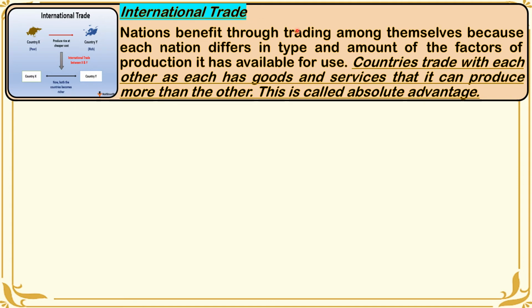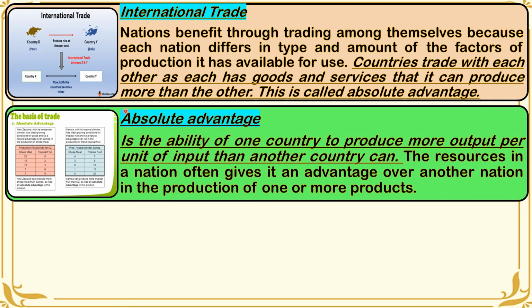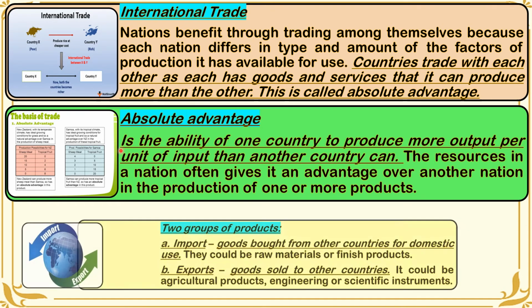So, international trade. Countries trade with each other as each has goods and services that it can produce more than the other. This is called absolute advantage. So, if you have a product that you can produce on your own and you sell it to another country, that is absolute advantage. Absolute advantage is the ability of one country to produce more output per unit of input than another country can.